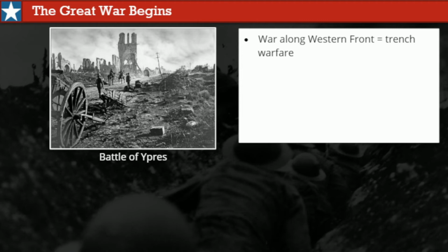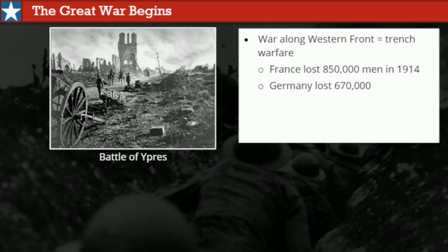into defensive trench warfare. The destruction and loss of life of the opening months of World War I stunned all of humanity. In the first unsuccessful months of the war, France lost as many as 850,000 men, killed or wounded. Germany lost as many as 670,000. Europe's beautiful landscapes were bombed and shelled into ravaged wastelands. And for years, neither side would be able to achieve a breakthrough.